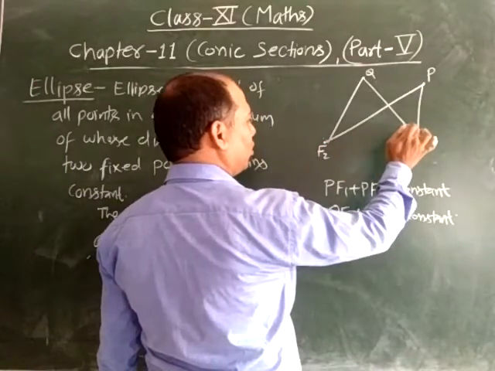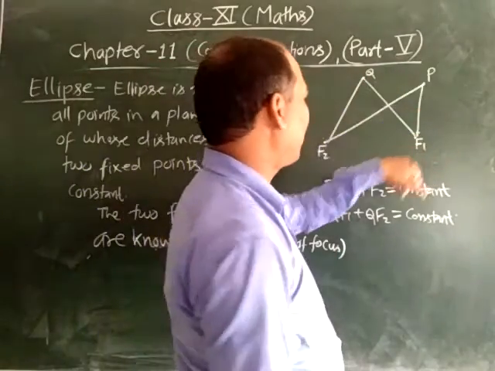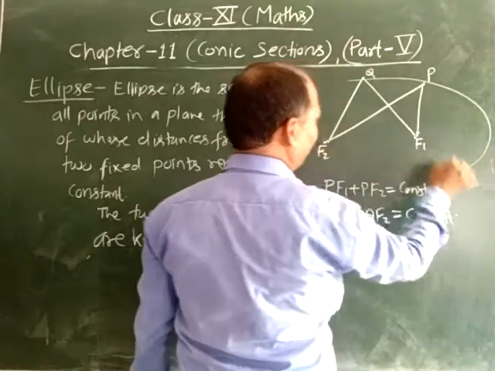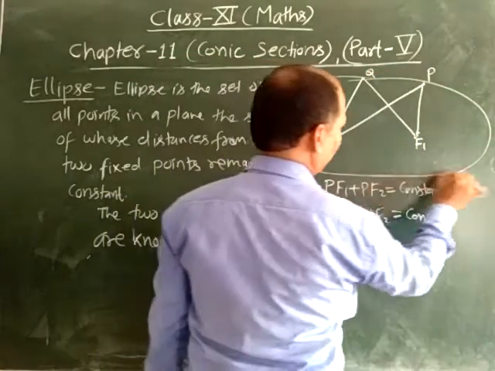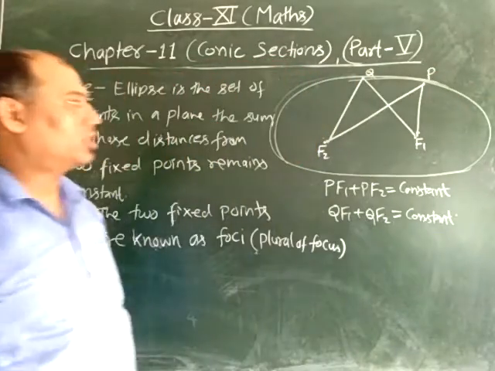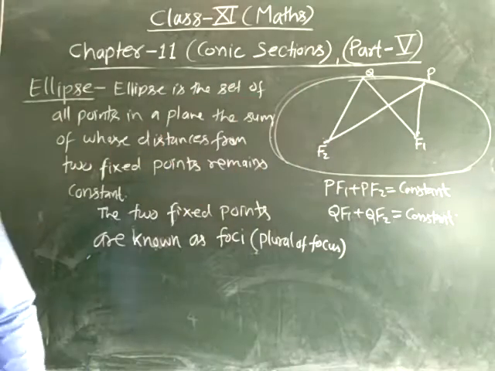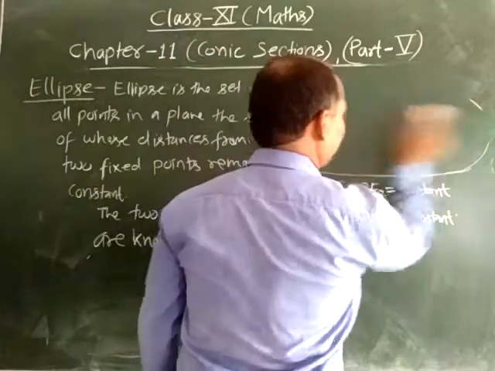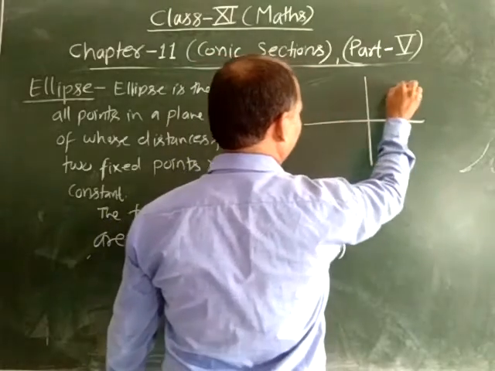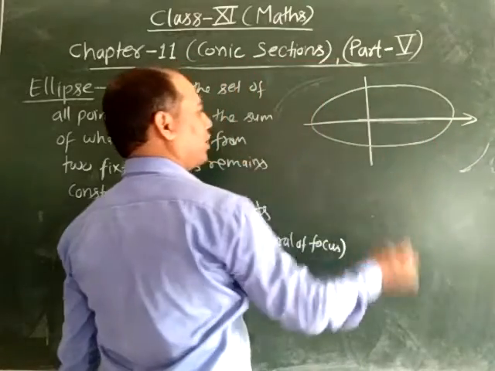First of all, we should know what is the graph of the ellipse. Consider such 4 points. If we join these points, what we get? We get such type of figure. This figure is known as the ellipse.